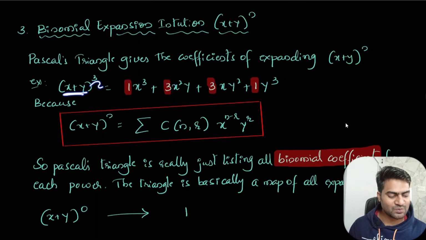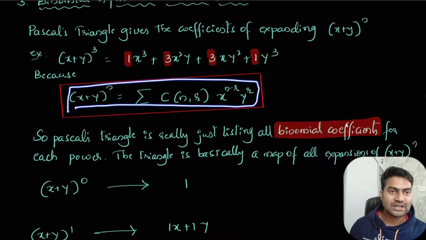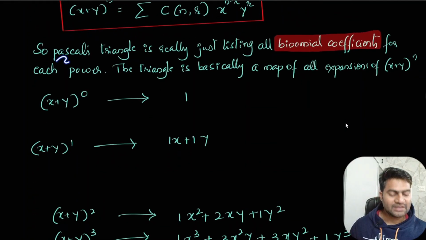Now if you see x plus y to the power 3, it is 1x cube, 3x square y, 3xy square and 1y cube. Correct, right? If you see the coefficients of this particular expanded equation, it is 1, 3, 3, 1. Correct, right? So it is because of this particular formula. Okay, so now if you see, this Pascal triangle is really just listing all the binomial coefficients for each power. The triangle is basically a map of all expansions of x plus y to the power n, where n is basically the row number, correct, right?